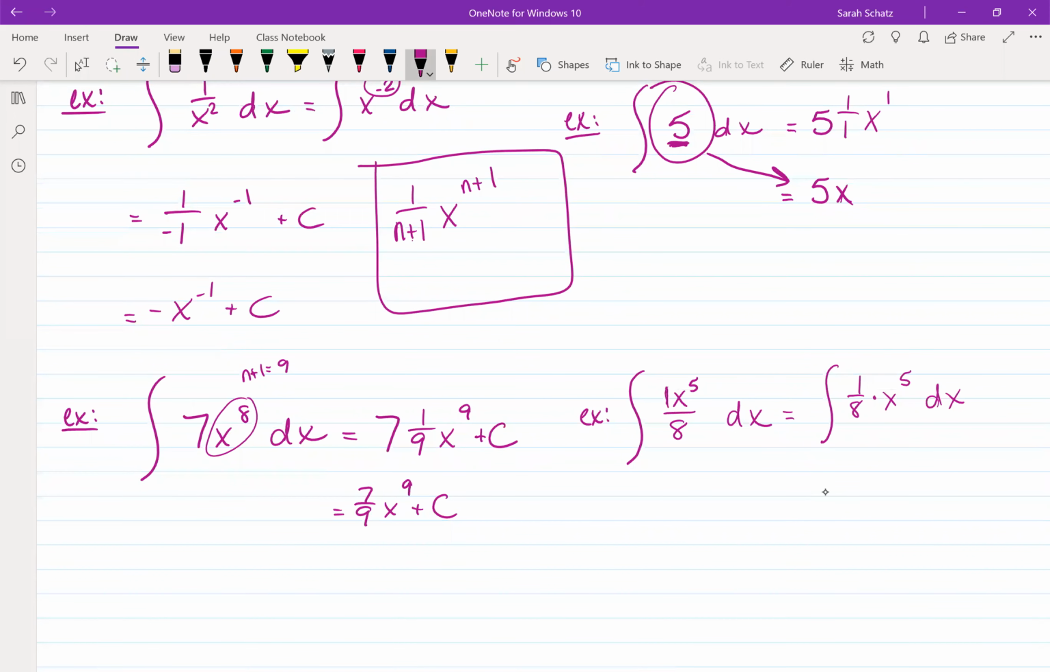There we go. So when I got my answer, this coefficient 1/8 would just come down. If my power right now is 5, then the n plus 1 that I'm working with in my answer is a 6. And it's 1 over 6, x to the 6 plus c. Then you can just multiply those two fractions together and you'll get 1 over 48, x to the 6 plus c.